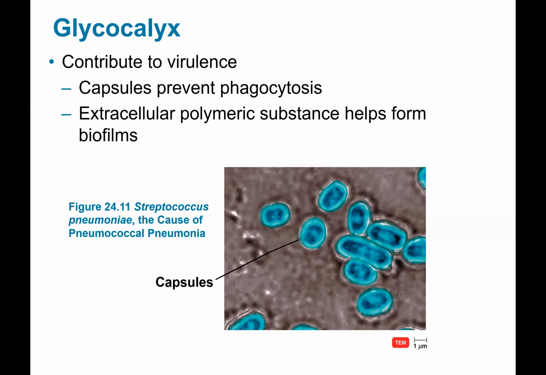It is known to contribute to virulence. Virulence is the degree of pathogenicity, basically how infectious, how harmful is the microbe. So when bacteria have capsules, they are not able to be phagocytized by the white blood cells. And so that makes the bacteria more virulent or more pathogenic because our immune system cannot clear out the infection.